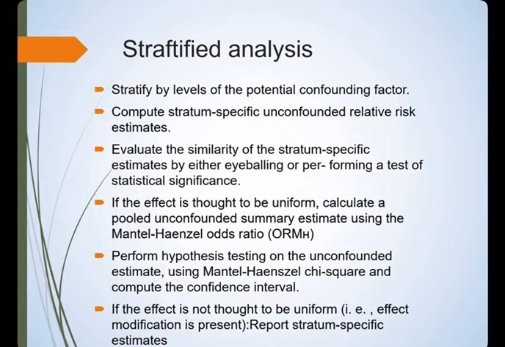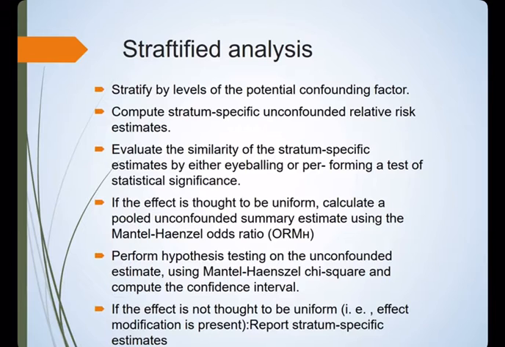To evaluate the similarity of the stratum-specific estimates, we can either eyeball them or perform a test of statistical significance. If the effect is thought to be uniform, then we can calculate a pooled unconfounded summary estimate using the Mantel-Haenszel odds ratio. The hypothesis testing should be based on the unconfounded estimate, using the Mantel-Haenszel chi-square test, and we can also use it to compute the confidence interval. If the effect is not thought to be uniform, which means that effect modification is present in this study, then we should report stratum-specific estimates.